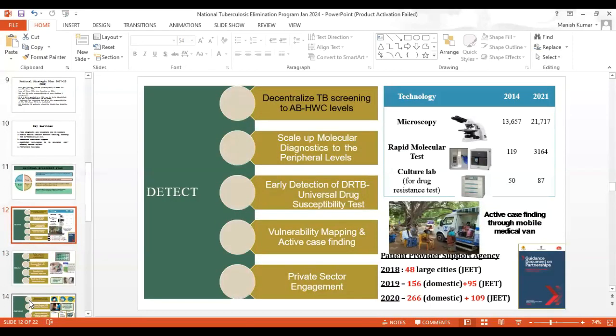So detect. There should be decentralized TB screening at Ayushman Bharat Health and Wellness Centers. Can anyone tell what HWC is now known by?